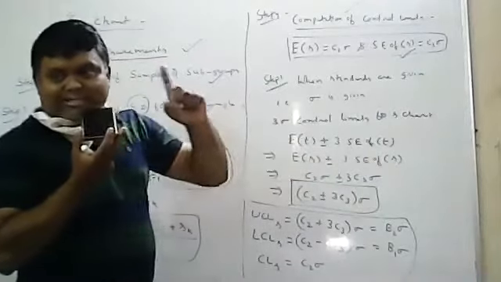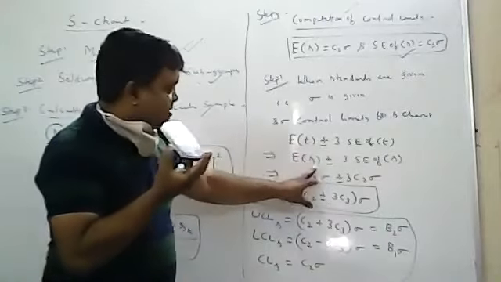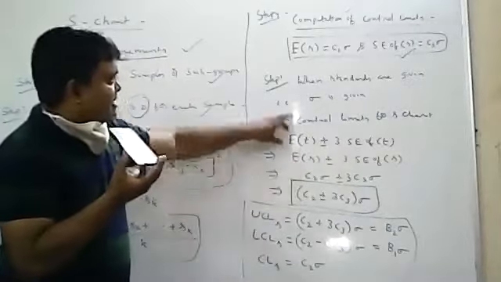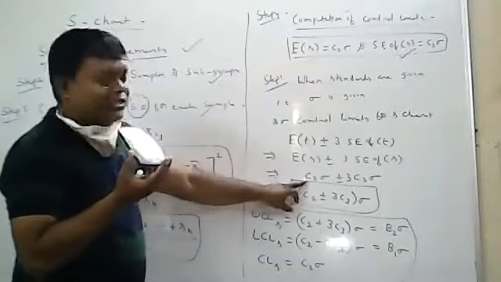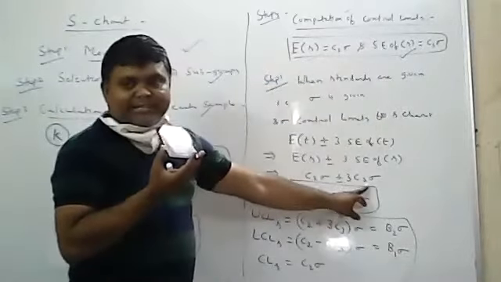Now you are constructing S chart. That means in place of t, what you have to substitute? S you have to substitute. That means expectation of S plus or minus 3 into standard error of S. What is expectation of S? Expectation of S is nothing but C2 sigma, plus or minus, standard error of S is nothing but 3 into C3 sigma.